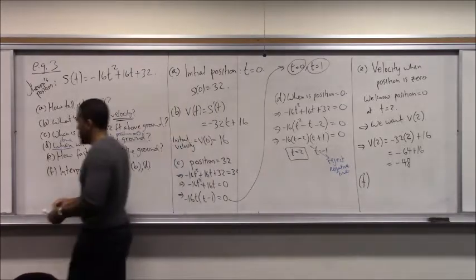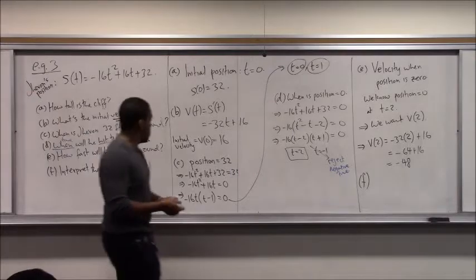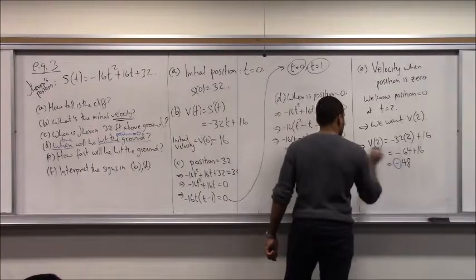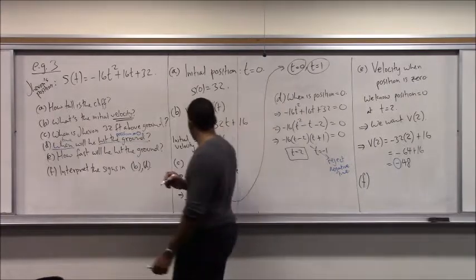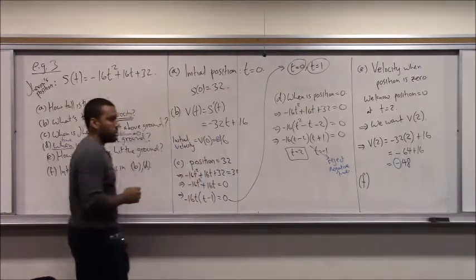Okay, so interpret the signs in B and D. What would you guess the signs mean? B and D. Yeah, in particular here, notice that this was a negative number, whereas in B, the answer was a positive number. What do you think these numbers mean?